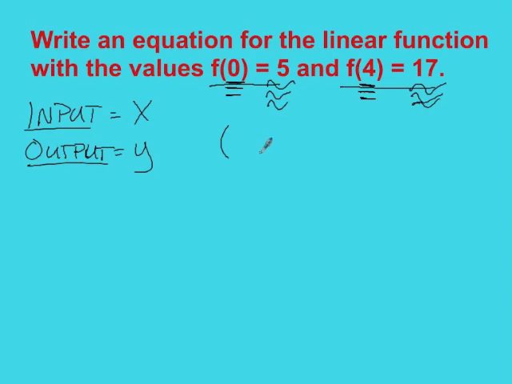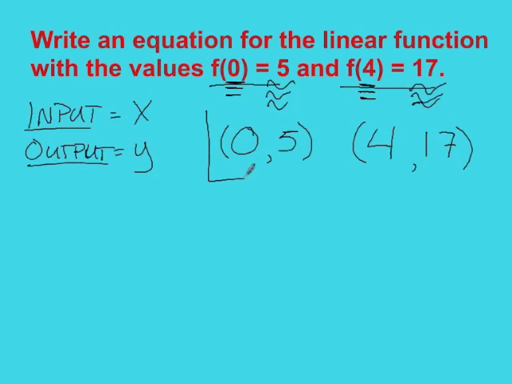So, f of 0 equals 5. That means my input is 0, input's x, so x is 0. Equals 5. Whatever it equals is our output, and that's our y, so our y is 5. Now with the second one, whatever's in the parentheses is the input, that's my x, so my x is 4. Whatever it equals is our output. Output is y, so it equals 17, so my y is 17.